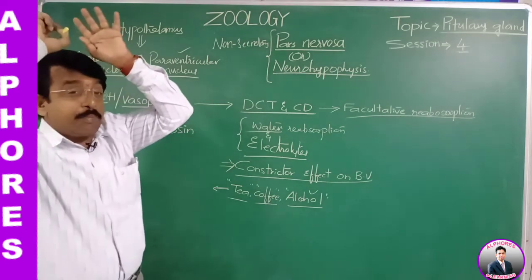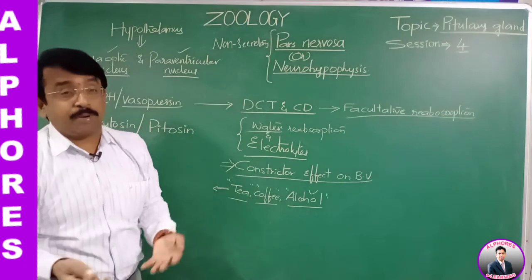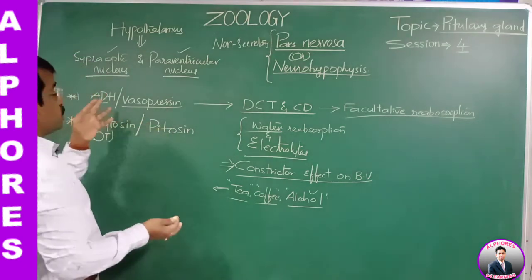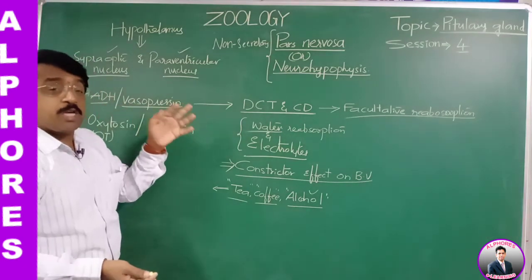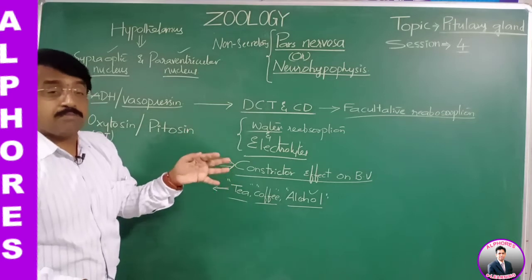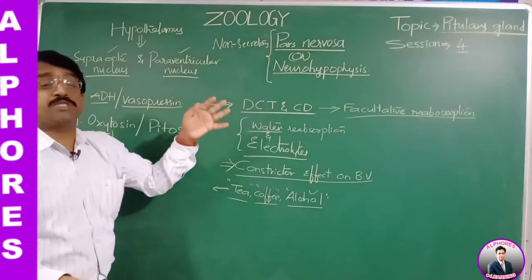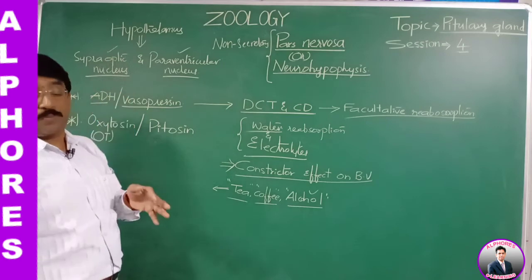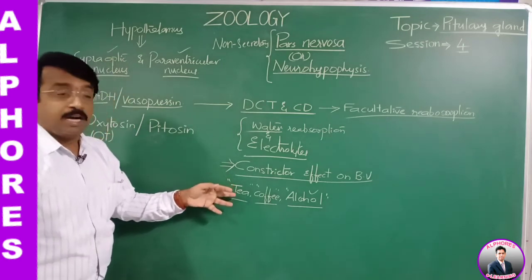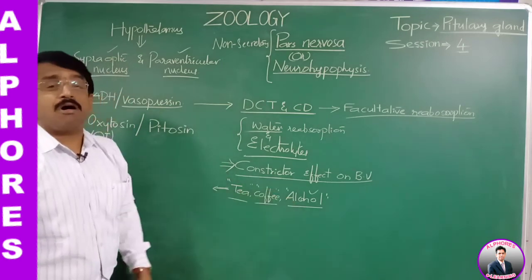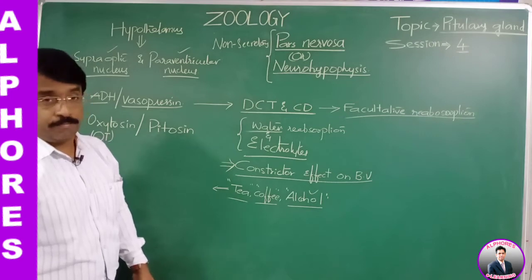Why? Alcohol is affecting the brain. The hypothalamus is the part of the brain. So ADH secretion becomes reduced. So naturally the reabsorption of water does not take place. So diuresis takes place. That's why tea, coffee and alcohol are said to be diuretics.